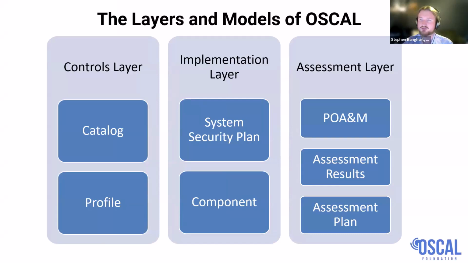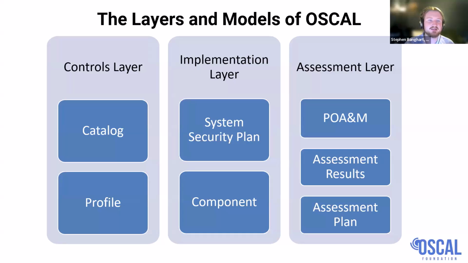So that's a brief overview of the controls layer. There's a clean one-to-one mapping of an OSCAL catalog replacing and enhancing the non-automated version of a catalog, and an OSCAL profile being a clean machine-readable substitution for how we would previously publish a profile or a baseline. These are designed to be referenced by the rest of the OSCAL models. So as we go through the implementation layer and the assessment layer, remember that all of these things reference the machine-readable fields of the catalogs and profiles.